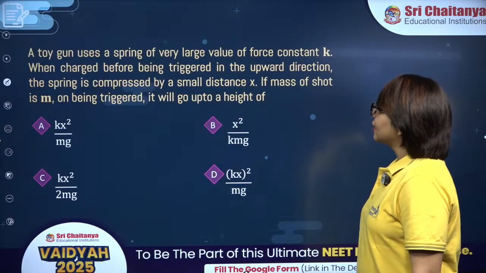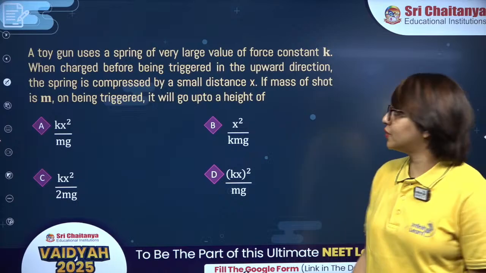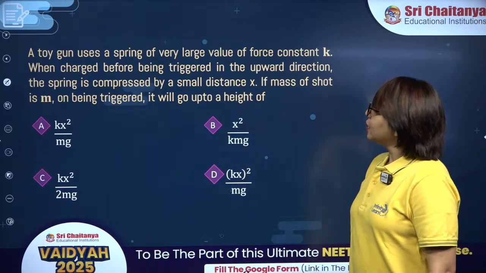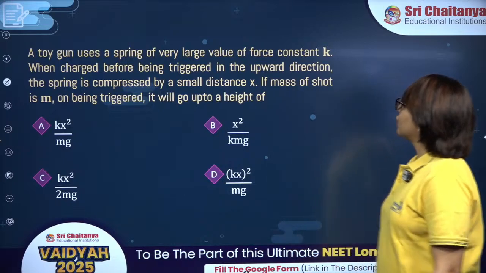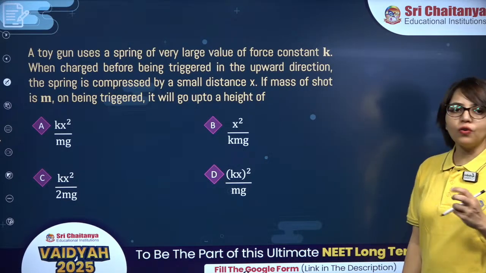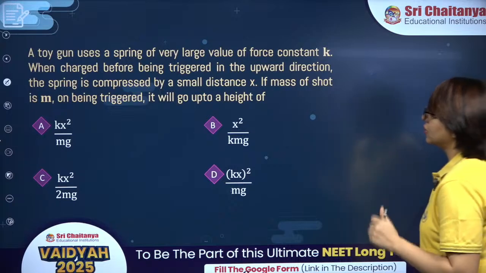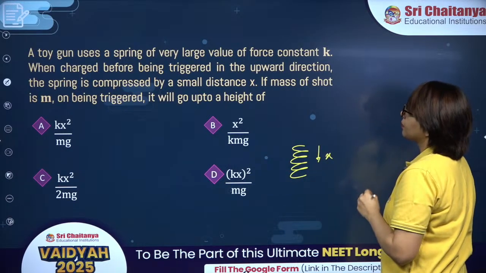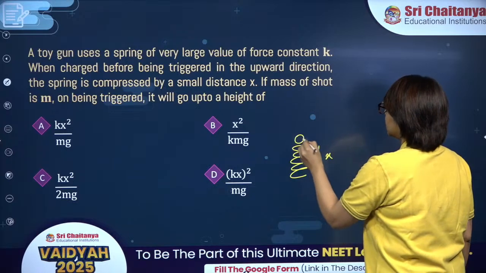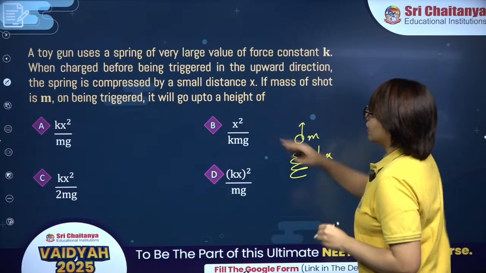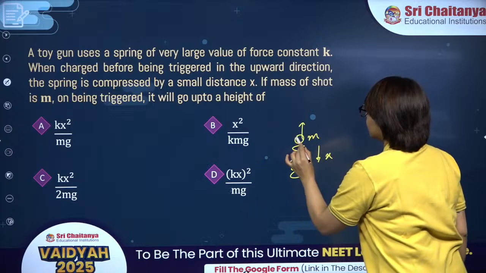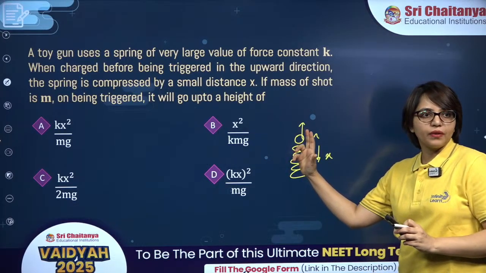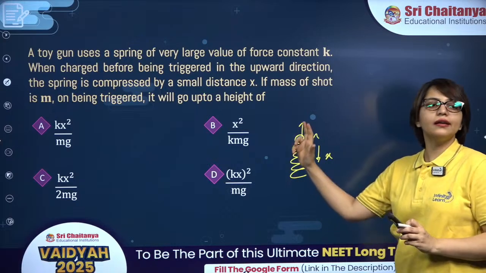Next is this one. This is from conservation of energy, that is from work, energy and power. A toy gun uses a spring of a very large value of force constant K. When charged before being triggered in the upward direction, the spring is compressed by a small amount x. If the mass of the shot is m, it will go up to a height of... See, we are compressing the spring and then we are releasing it.